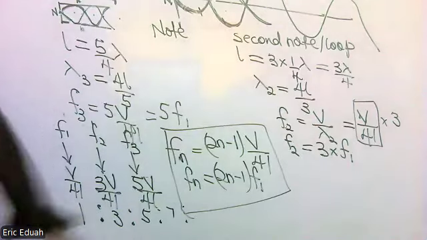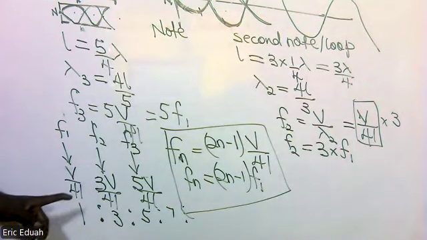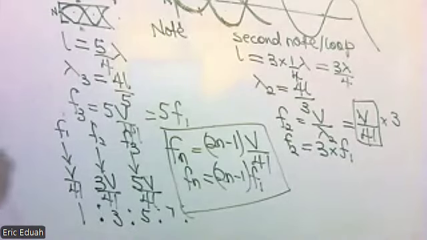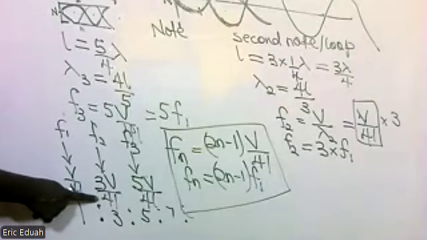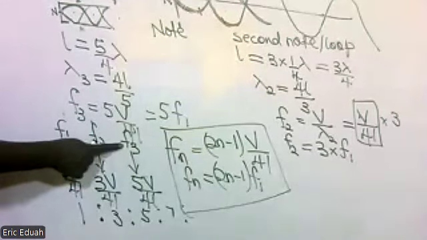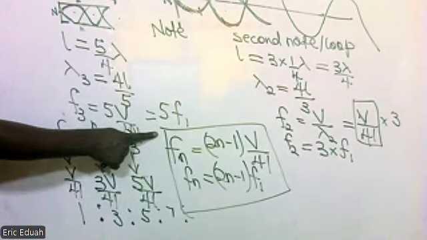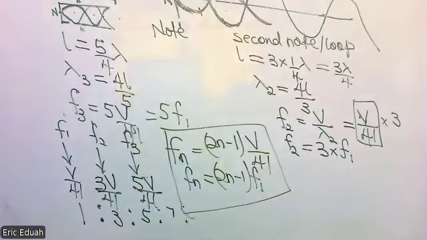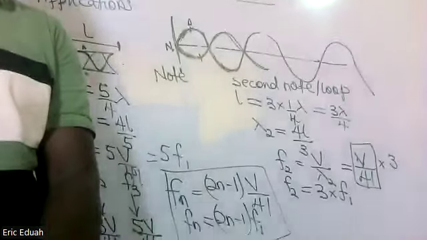So for closed pipes, this is the expression for the nth harmonic. Please do not forget harmonics and overtones. The first harmonic is the zero overtone. The second harmonic F2 is the first overtone. The third harmonic becomes the second overtone. The fourth harmonic becomes the third overtone, and so on and so on. So this is it for closed pipes.